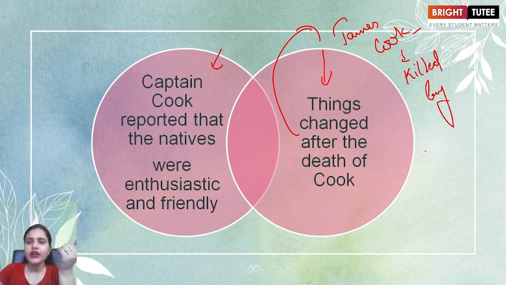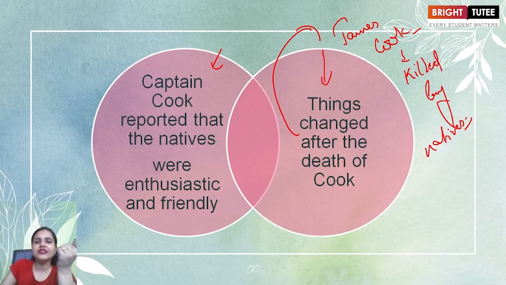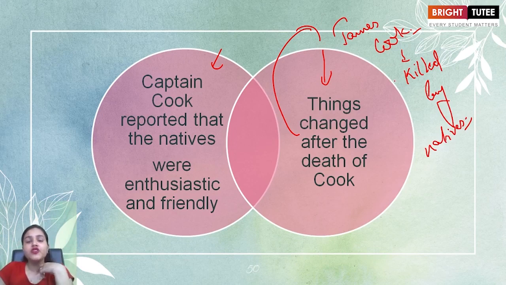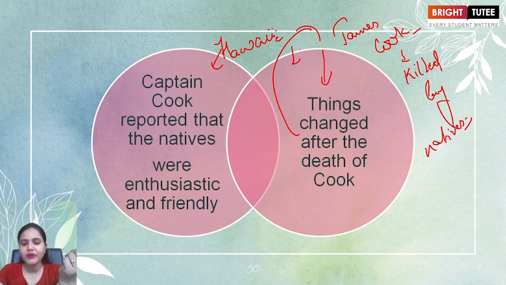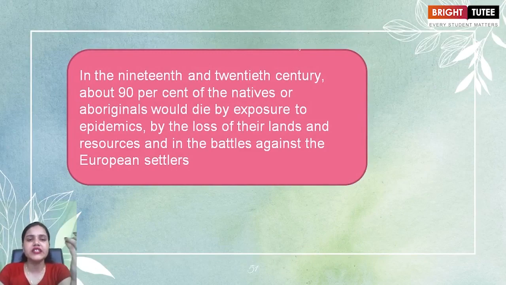See what actually happened here: before the British Empire came and settled in this region, James Cook was killed by the natives. Though he was not killed in Australia, he was killed in Hawaii. Right. So here you need to understand that somewhere the equation between the native people and the people who came later drastically changed.